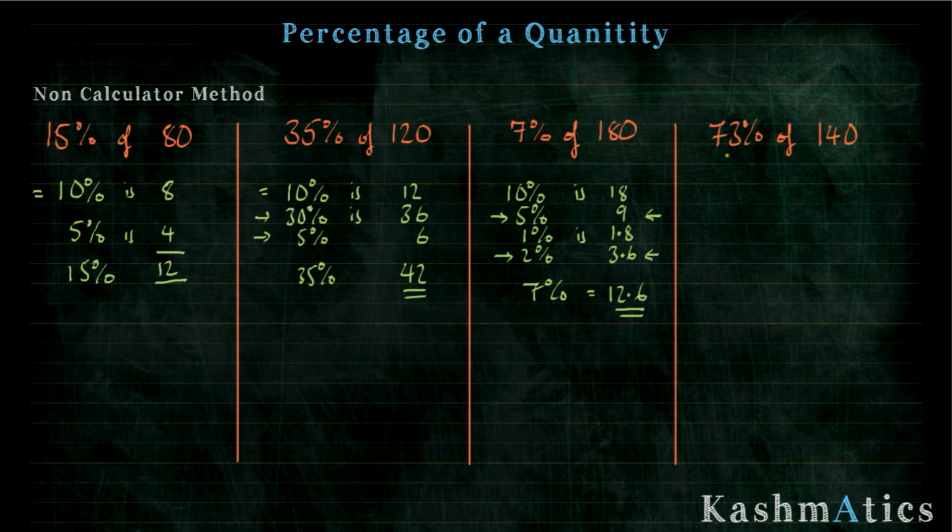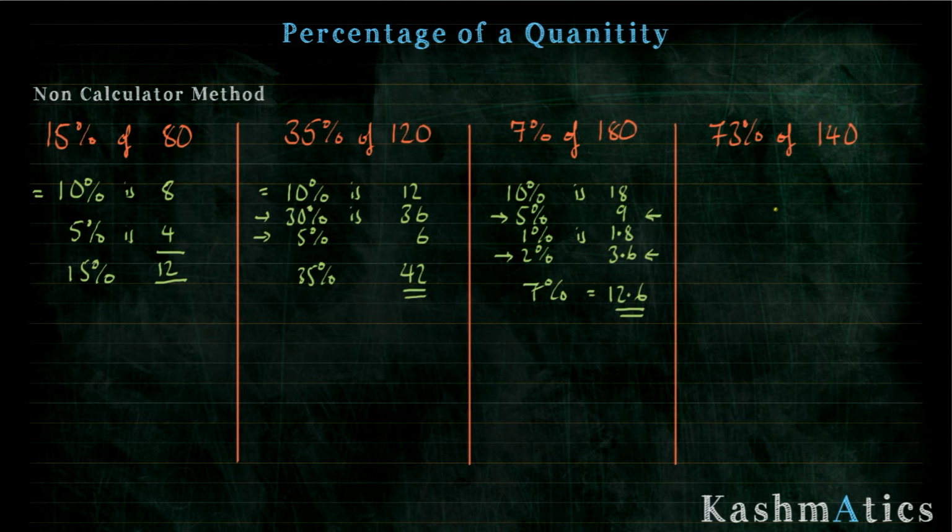And this last one here, 73% of 140. Now there's several ways you can do this. You can work out 50% and then work out 10%, from which you work out 20% and then add 3%. You could do it that way, or you could work out 10% and then multiply that by 7 to get close to the answer and then add on 3%.